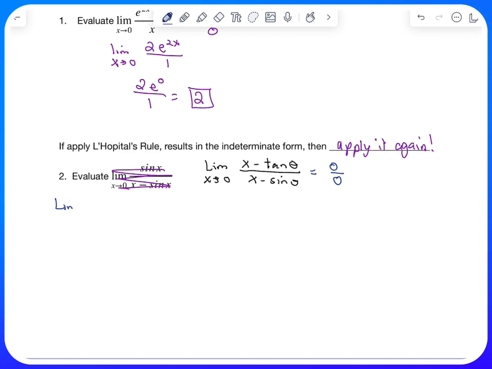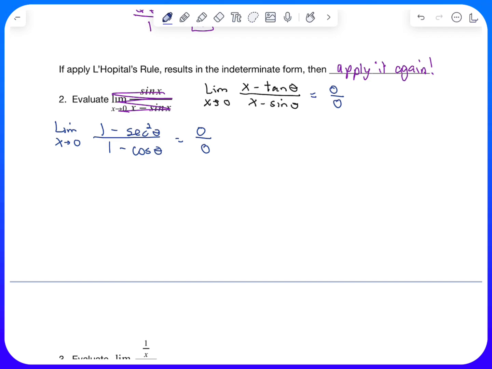So let's apply L'Hopital's rule. So I'm going to take the derivative of the numerator, which will give us 1 minus secant squared theta, and then the derivative of the bottom, which is 1 minus cosine theta. Okay, trying direct substitution again. I get 1 minus secant of 0 squared, which is 0, and 1 minus cosine of 0, which is 0. 1 minus 1 is 0. So I still have the indeterminate form. So apply L'Hopital's rule again.